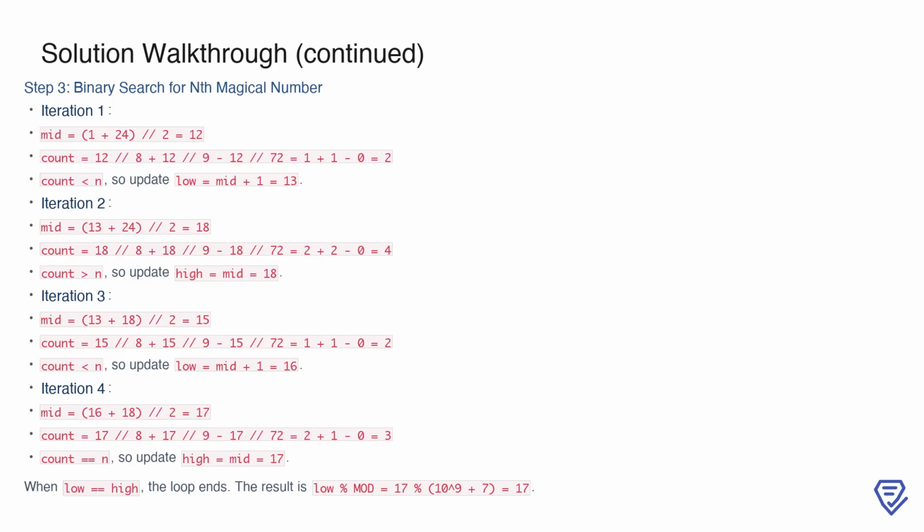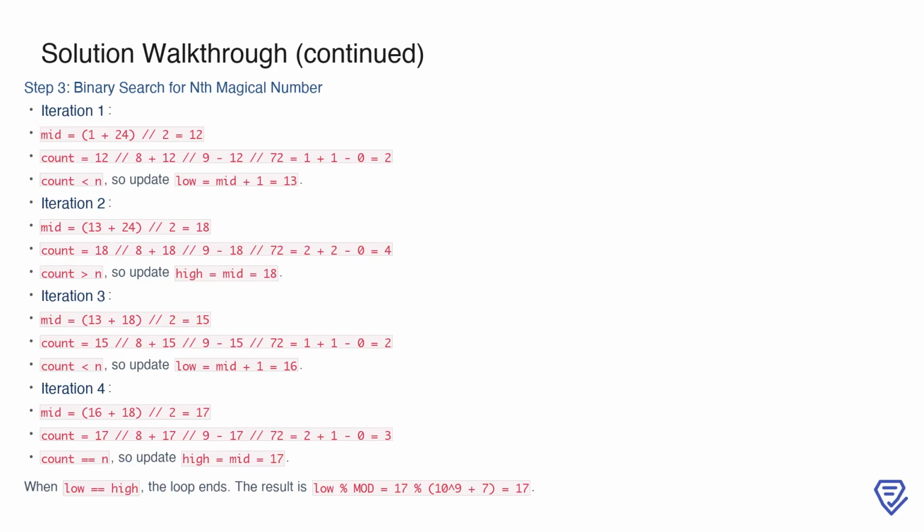In the second iteration, the midpoint becomes (13 plus 24) divided by 2, giving 18. Counting up to 18, we calculate 18 divided by 8, plus 18 divided by 9, minus 18 divided by 72, which equals 2 plus 2 minus 0, for a total of 4. As this count is greater than n, we update the high bound to 18.